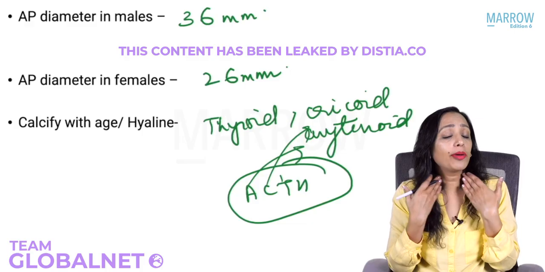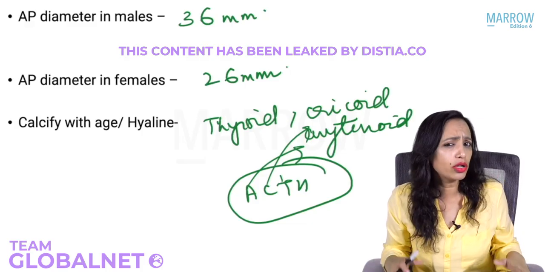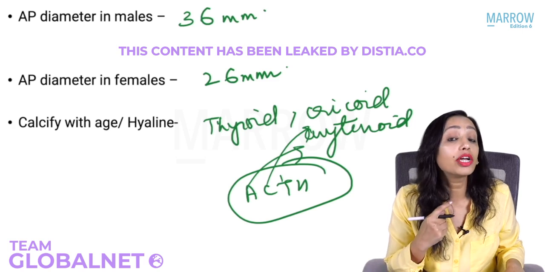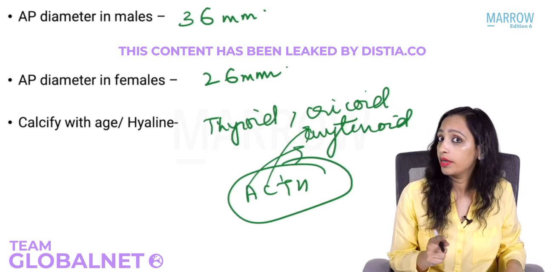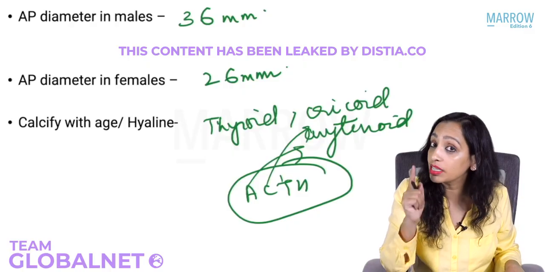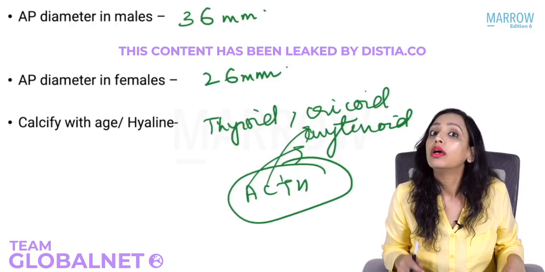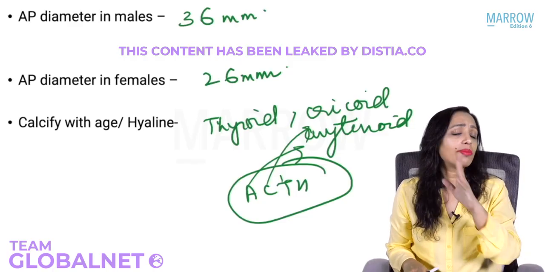Thyrohyoid, hyoepiglottic, cricothyroid also? Yes or no? No, it is not an extrinsic membrane. Then cricotracheal. Cricothyroid is an intrinsic or extrinsic? Intrinsic. It is a part of which intrinsic membrane? Cricovocal membrane. Tell me the intrinsic membranes of the larynx.